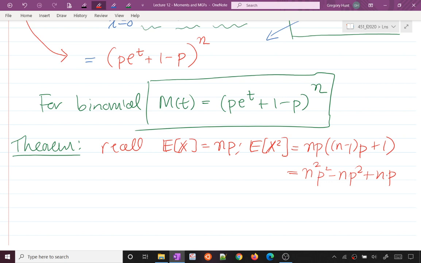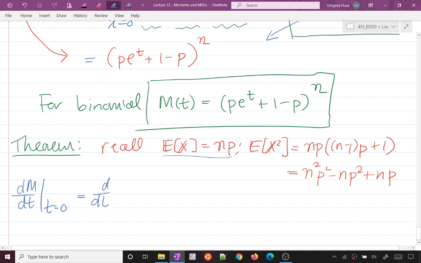And okay, we had this theorem that says, instead of actually doing all these integrals, if I knew my MGF, I could just take some derivatives, right? So my theorem said that if I looked at dM/dt at t equal to 0, that gives me my first moment, right? So what's dM/dt? The derivative with respect to t, right? d/dt of (pe^t + 1 - p)^n.